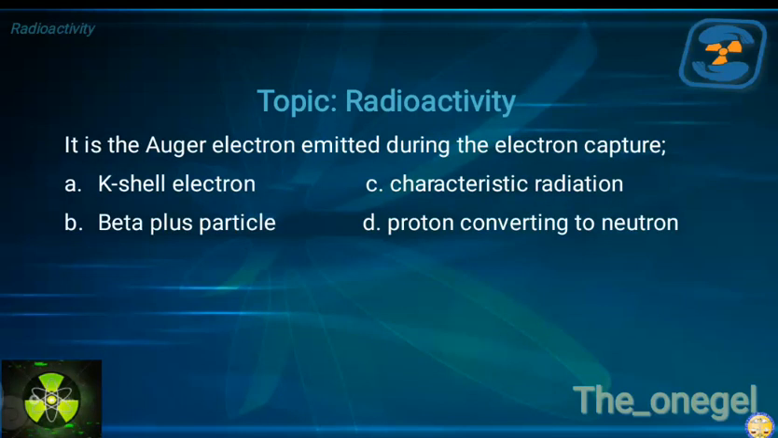Next number 7. It is the Auger electron emitted during the electron capture. Sinulat ko pa yan kanina. So, Auger electron, this is a form of energy, di ba? During the transition, kasi bakante na yung K shell, pupunta yung L shell papunta sa K shell, therefore, mag-i-emit siya ng energy or ng radiation, which is what we call the characteristic radiation. Number 8.